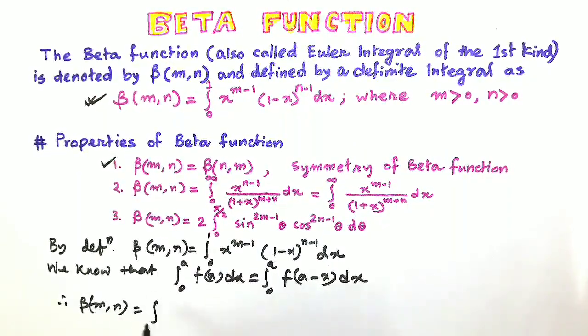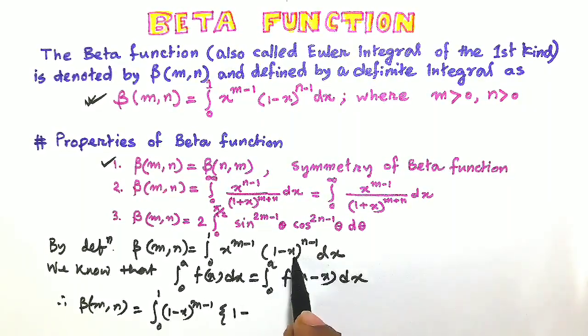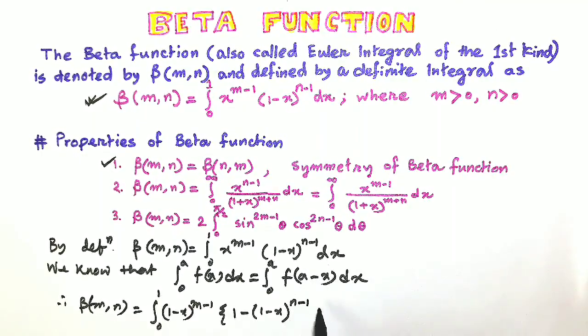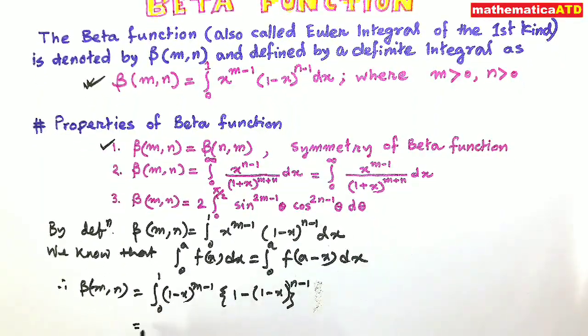is equal to the integral from 0 to 1. This x can be written now as (1 minus x) whole power m minus 1, into, and this x can also be written like this, a minus x, that means 1 minus x, so (1 minus x) whole power n minus 1. So friends, we can now write the integral from 0 to 1 of (1 minus x) whole power m minus 1, and this 1 is cancelled, writing only x to the power n minus 1 dx.